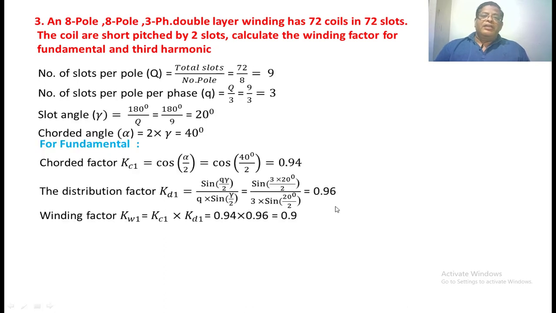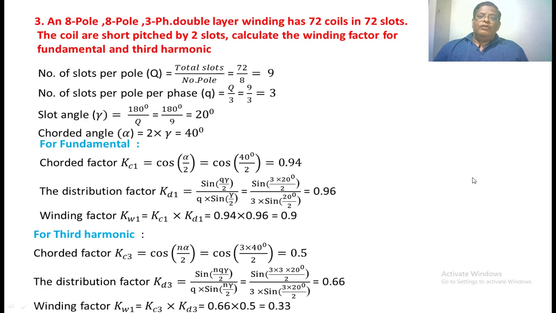So first we are finding the pitch factor and distribution factor for the fundamental component. The chorded factor Kc1 equal to cos alpha by 2, that is equal to cos 40 degrees by 2 equal to 0.94. Distribution factor Kd1 equal to sin q gamma by 2 divided by q sin gamma by 2. We know all the values, substitute here, we are getting the 0.96. So the winding factor for the fundamental component equal to pitch factor or chorded factor into distribution factor for the fundamental component, we are getting the 0.9.